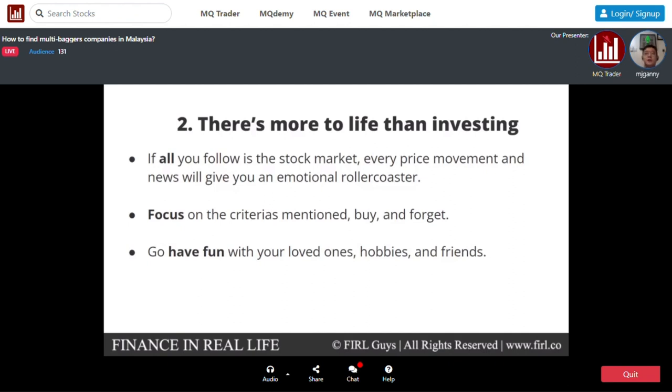Focus on the important criteria, not whether there is an uptrend, downtrend, or what's happening during the state elections and things like that, right? You just buy over time, and then if you make the right decision, you can even forget it. Go have some fun, right? It will help you with patience.